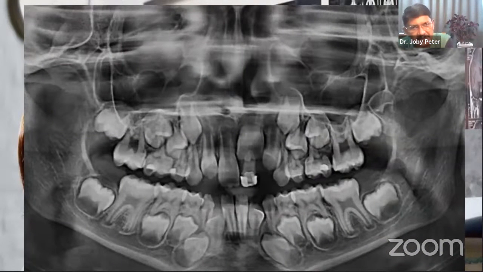Now, look into this OPG. The root of the primary central is not resolved. The root of the primary central is still 10 mm not resolved. So the permanent tooth has gone somewhere. It's a two-dimensional picture. You can't tell them to take a CBCT and decide the position of the permanent and primary teeth and the gap between them. But look, the root tip of the primary tooth is not resolved, so that means the permanent tooth has gone somewhere, either palatally or buccally, you don't know.